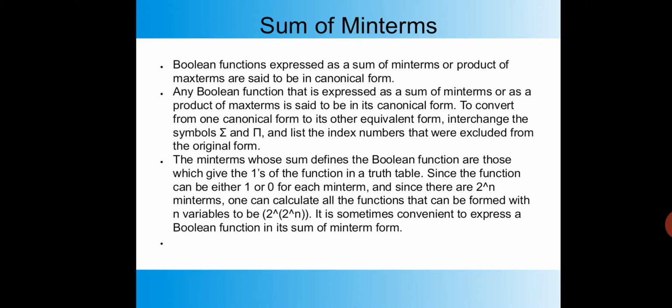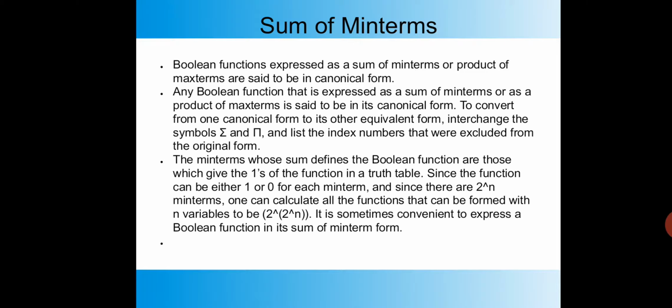The point is, Boolean functions expressed as a sum of min terms or product of max terms are said to be in canonical form. So if you have a doubt about what is meant by canonical form, you have to say that if the Boolean functions are expressed as the sum of min terms or product of max terms, then they are said to be in canonical form. Any Boolean function that is expressed as a sum of min terms or as a product of max terms is said to be in canonical form. That is the same concept.